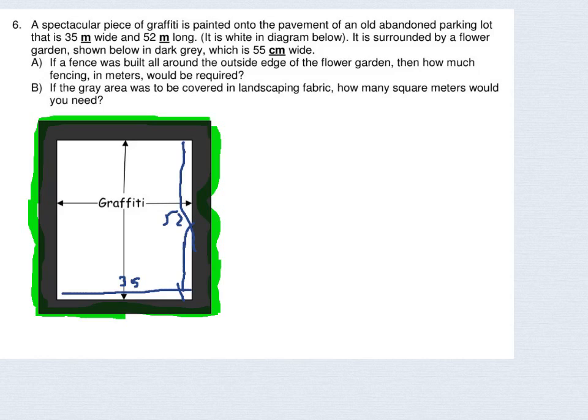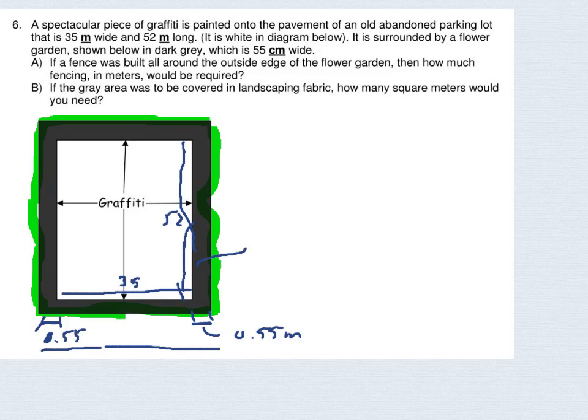The very first thing you should be catching here is the fact that the width of the flower garden is given in centimeters, and that's the distance from here to here. And that is 55 centimeters, which changing that to meters is going to give you 0.55 meters. You also have the same dimension on this side of the flower garden, 0.55 meters. Therefore, to find the whole new width from edge to edge, you're going to have to add the 35 plus 2 widths of the flower garden.